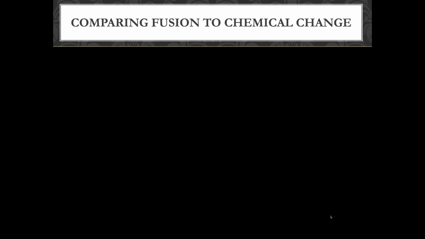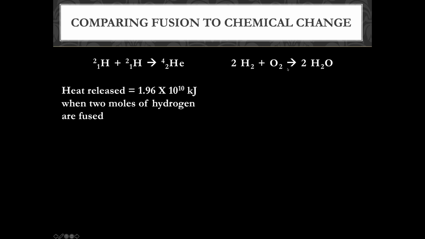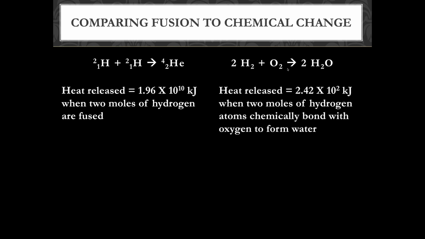Now, if we compare fusion to chemical change, let's say we're going to do the fusion of hydrogen into helium versus the combustion of hydrogen, the burning of hydrogen. The amount of heat released for fusion is 20 billion kilojoules. For the burning of hydrogen, it's only 242 kilojoules. So you can see that the amount of energy released during fusion is massively greater than during a chemical reaction. So if you have a choice of which one to use for a fuel, and by the way, this fuel right here, this is what's used to get rockets up into the air.